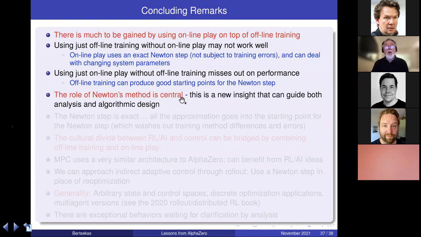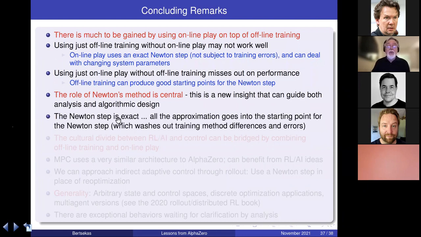The second point I want to make is that Newton's method is central in all this. This is a new insight and can guide analysis, explain behavior, and provide motivation for new algorithmic designs. And again, the Newton step is exact. All the approximation, neural networks and the like, go into the starting point for the Newton step, which washes out training method differences and errors.